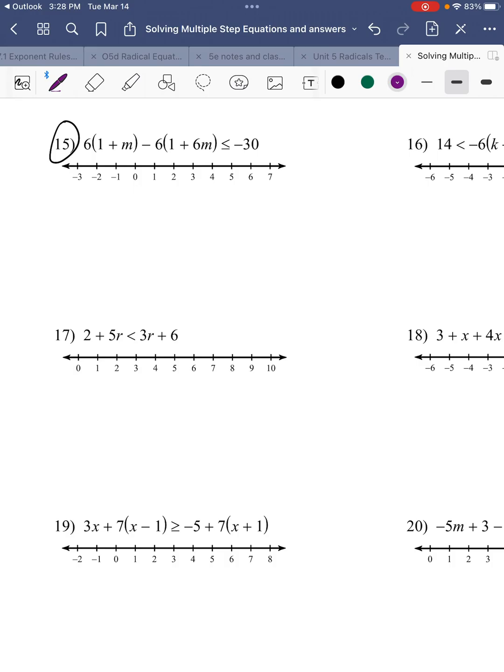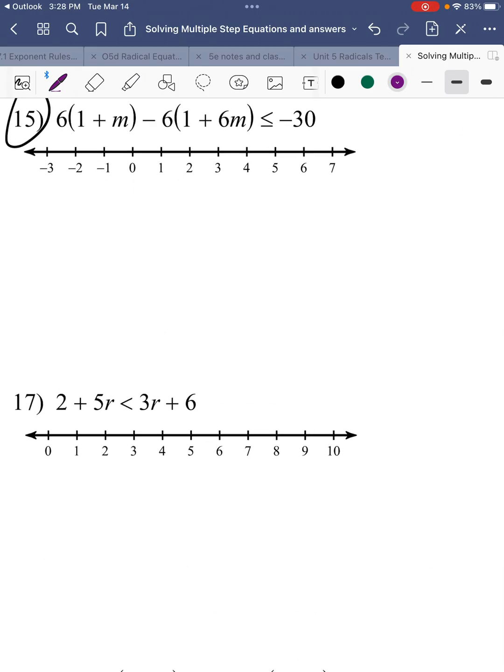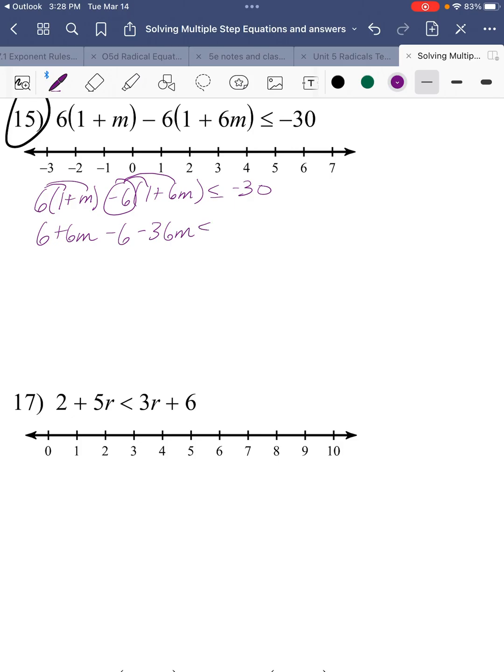All right, let's take a look at number 15, the last problem that I'm going to show you. Make sure you finish all the problems here. So 6(1 plus m) minus 6(1 plus 6m) less than or equal to -30. I need to distribute. 6 times 1 is 6. 6 times m is 6m. Distribute this -6 times 1 is -6. -6 times 6m is a -36m.